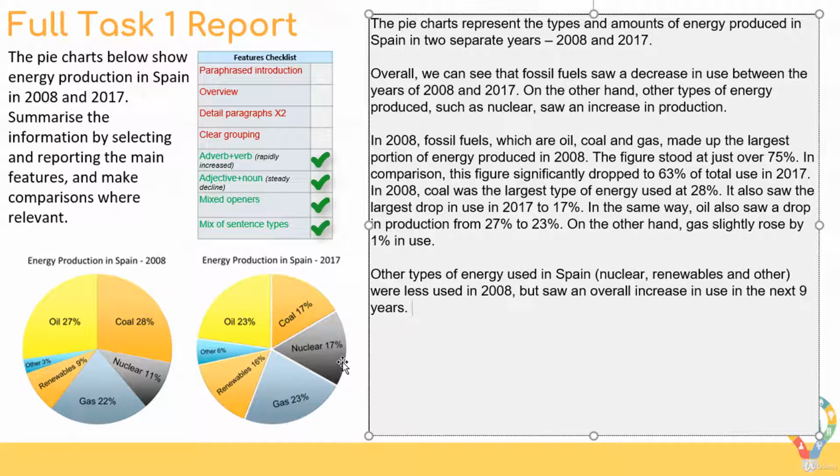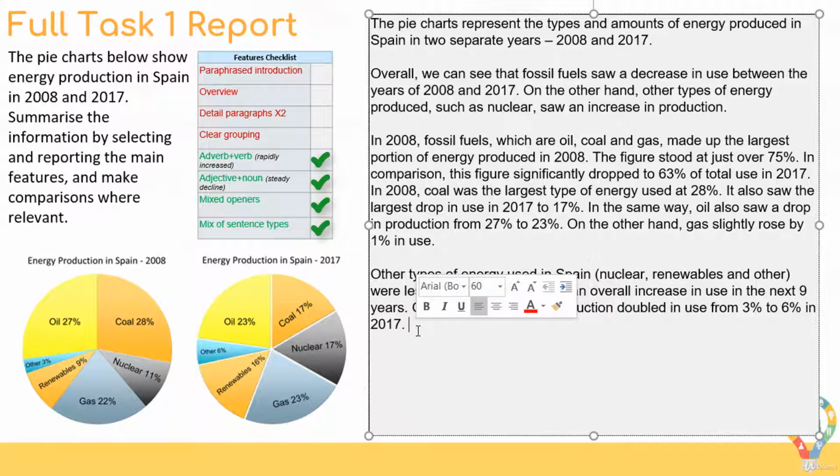I'm now going to go into more detail. I will start with other, which moves from 3% to 6%, and that is actually a double amount in rise. So I'm going to write that in my report. Other types of energy production rose, doubled in use from 3% to 6% in 2017. And renewables actually almost doubled as well. So I'm going to say that it's a similar increase.